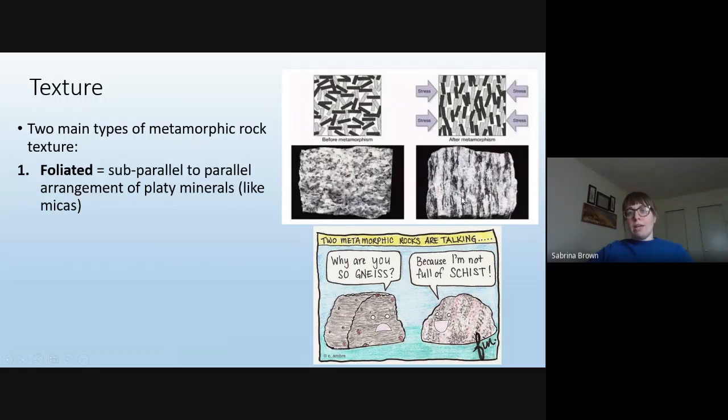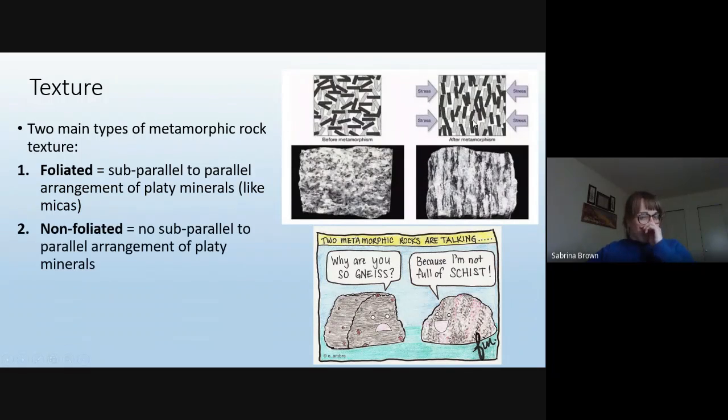And these foliated lines line up perpendicular to the stress. So perpendicular to that directed pressure, we get parallel arrangement of our platy minerals.